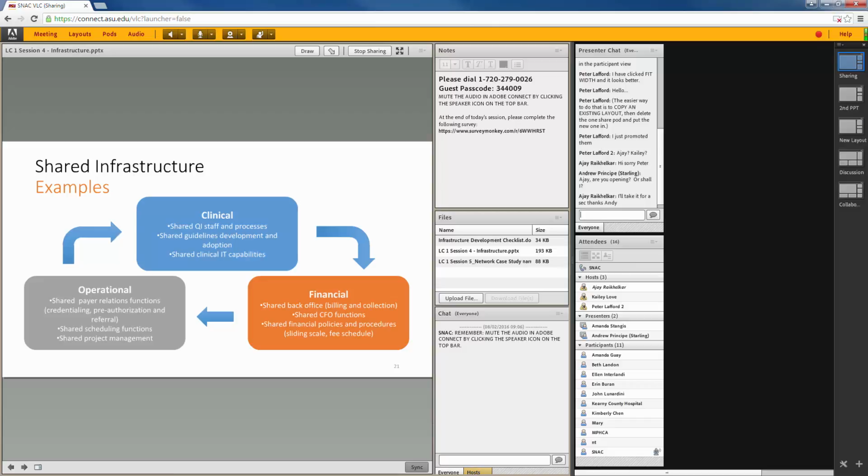In the operational realm, they may develop shared payer relations functions, which could include network-level credentialing or the network handling pre-authorization and referral processes on behalf of its members. They may have shared scheduling functions. They may move towards more consistent practice management systems and capabilities. They can even create a centralized call line for patients seeking care for the first time and then help assign them to one of their network members. Or they simply could have a shared project management function, something that helps each of their participating organizations implement various standards or requirements of the network at their local organization. These are just examples, and not every network will have all. Certainly, most networks won't even have most of the things that a network must undertake as part of its shared centralized infrastructure.